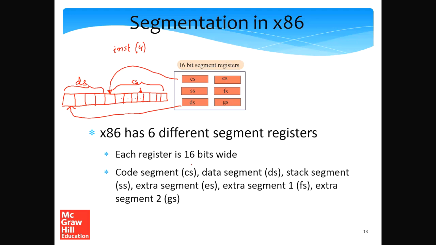What is an activation block? It stores all the arguments, the return address, and all the temporary variables of the function. So this is called the stack. The stack segment also has its segment register. And along with that, we have 3 extra segment registers, ES, FS, and GS, which are not used, but they can be defined if need be.